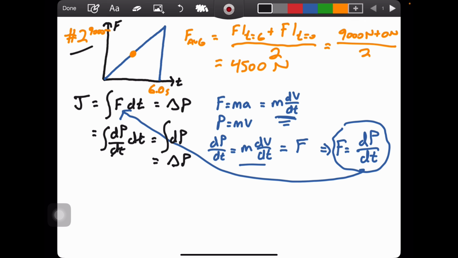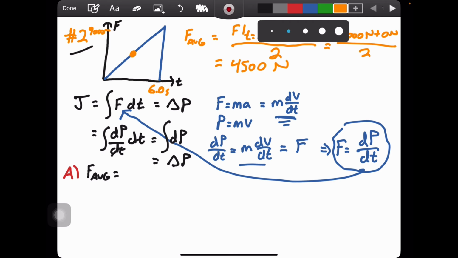So these are key moves for being able to solve this problem. This problem has 4 parts to it. The first part I actually already solved. It just wants us to solve for the average force acting over the 6 seconds. As I pointed out, I evaluated the force at t equals 6 seconds, I evaluated the force at t equals 0 seconds, and then I divided by 2 to get the average. And so 4,500 newtons is our answer for part A.